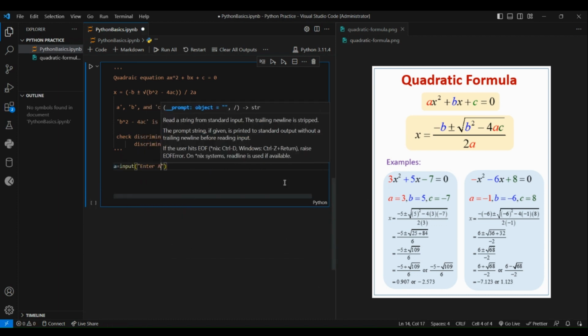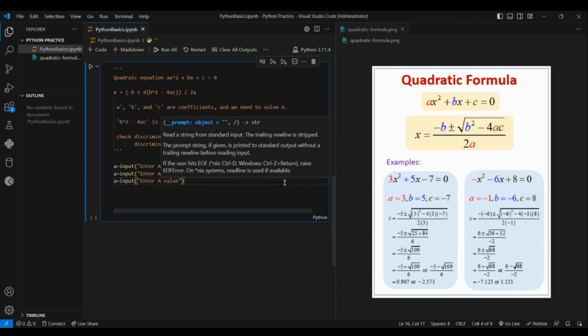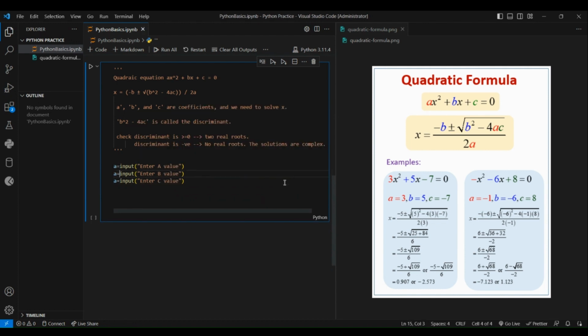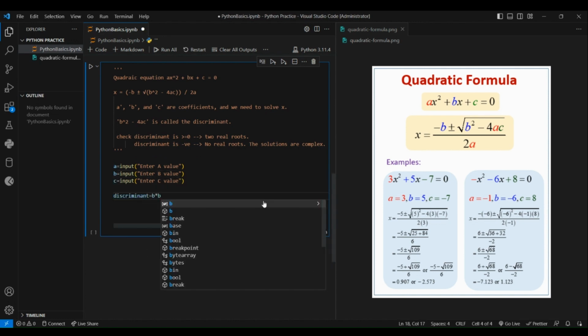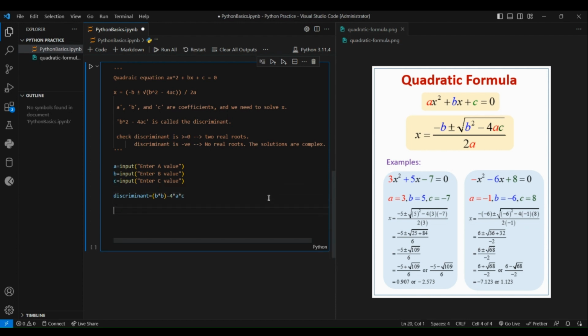First, I am declaring 3 variables a, b, and c to take user input. Then I am creating another variable to calculate the discriminant. Writing if condition: discriminant is greater than or equal to 0.